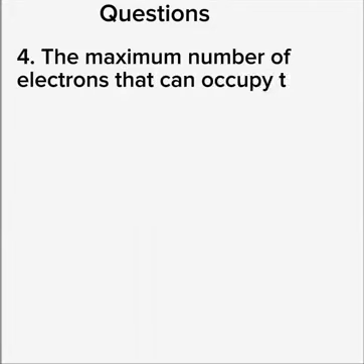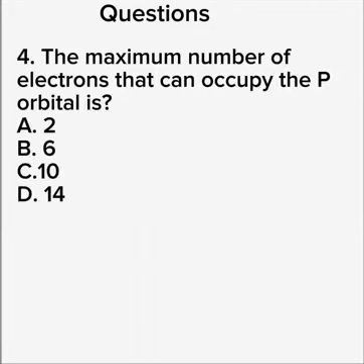Question number 4. The maximum number of electrons that can occupy the p orbital is A. 2. B. 6. C. 10. D. 14. The correct answer is option B, 6. The p orbital can carry a maximum of 6 electrons. Recall the illustration that was given, that the p orbital is a 3-bedroom that can carry 6 people, electrons.